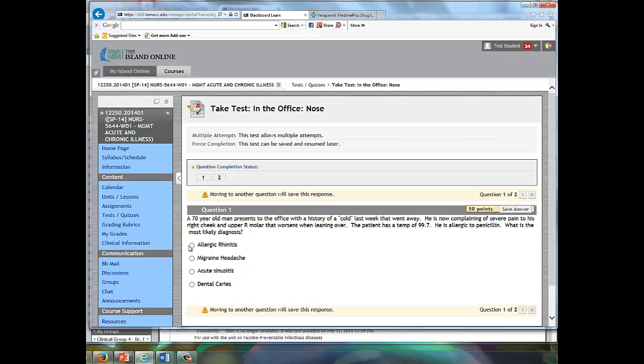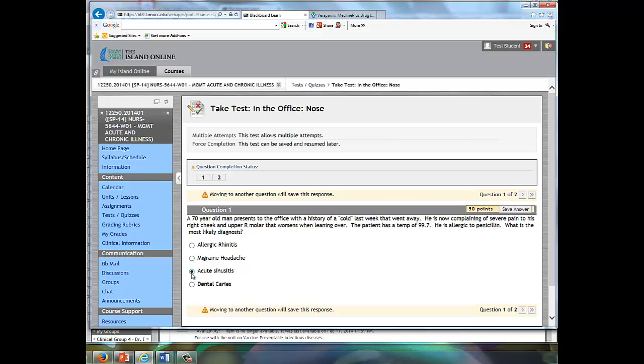So allergic rhinitis is usually drippy, clear drainage. Doesn't usually have a lot of pain, itchy eyes. Migraine headache. Usually the pain, migraine headaches don't really happen in the cheek. You can have a cluster headache behind the eye, but this isn't really consistent with that.